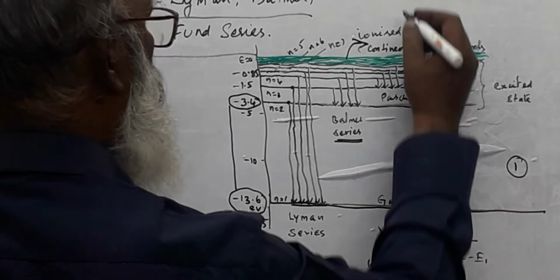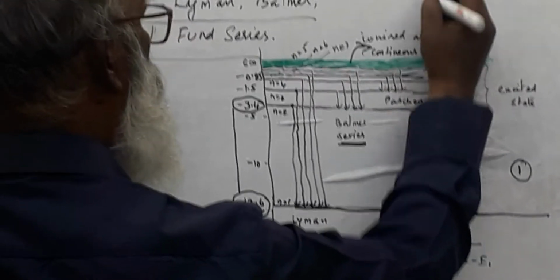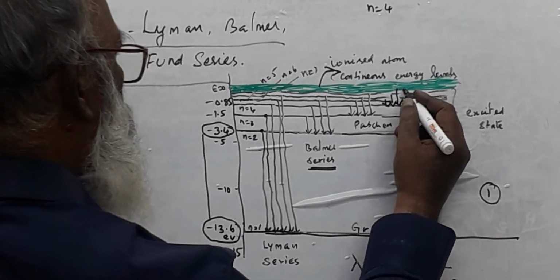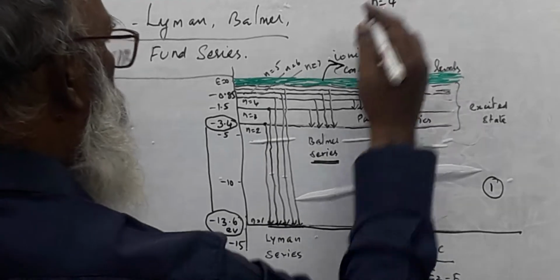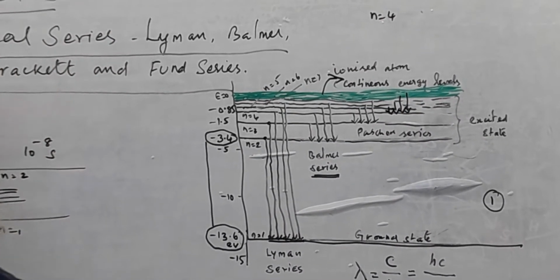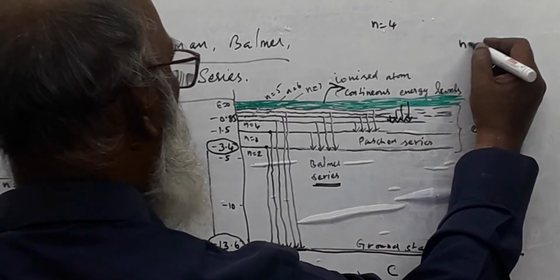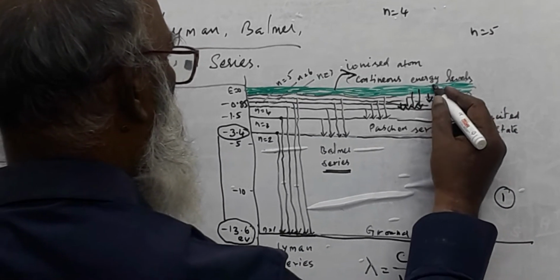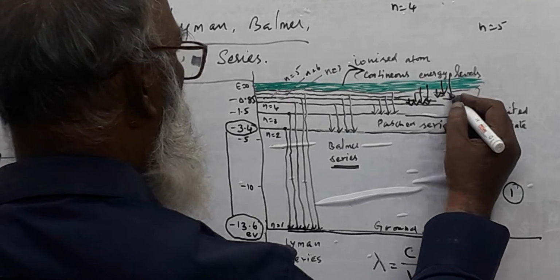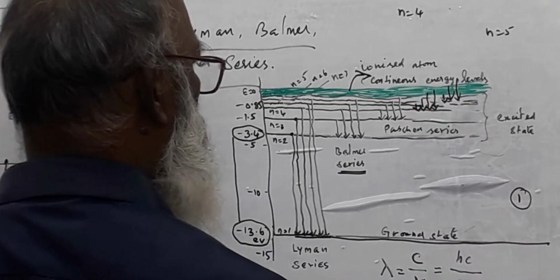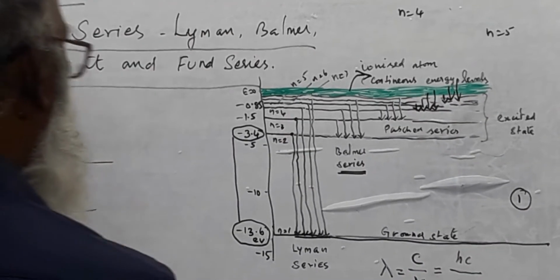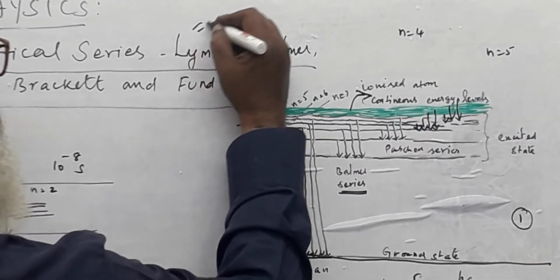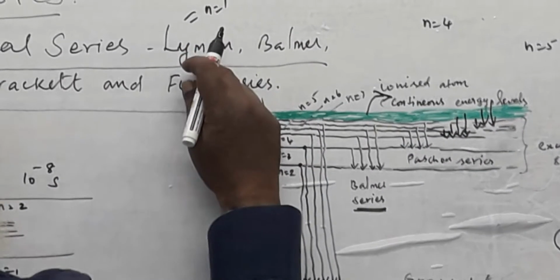Then another, the Brackett series. Suppose when n equal to 4, if you draw the graph like this, then this is called the Brackett series. Suppose when n equal to 5, then this is called the Pfund series. Brackett series, Pfund series. When n equal to 1, you get the Lyman series.